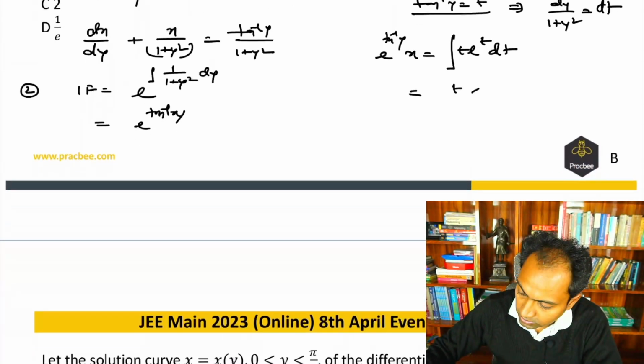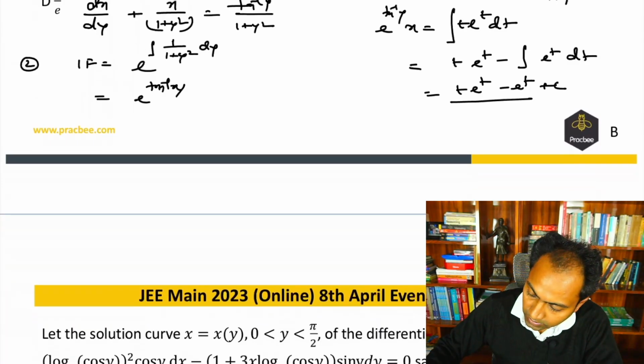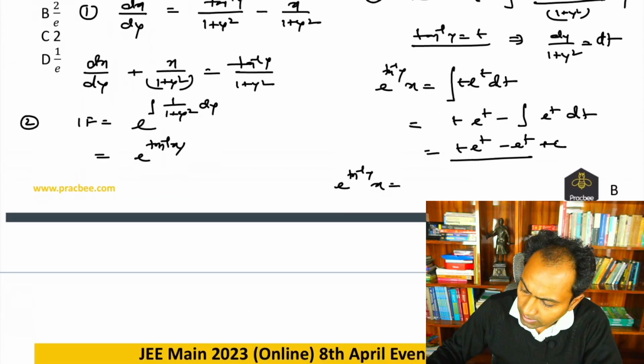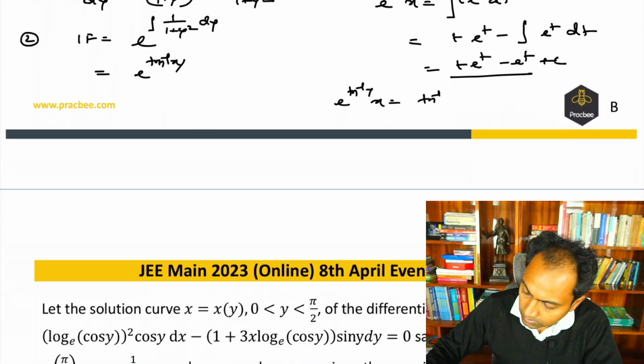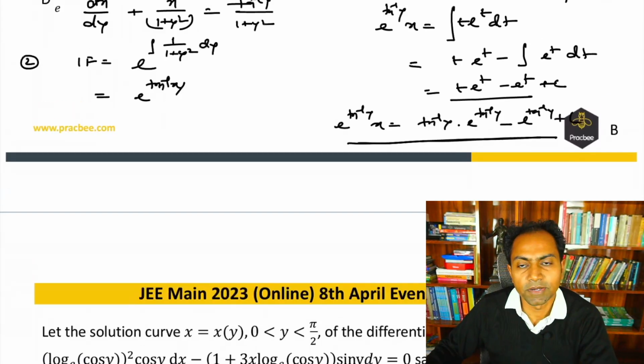So first function into integration of second function minus differentiation of first function into integration of second function, which in turn will become t e raised to the power t minus e raised to the power t plus c. Let us substitute the value of t, and this becomes e raised to the power tan inverse y into x is equal to, t was nothing but tan inverse y, so tan inverse y e raised to the power tan inverse y minus e raised to the power tan inverse y plus c.